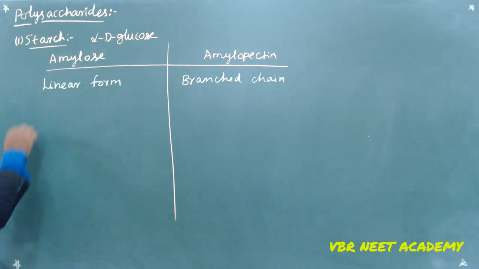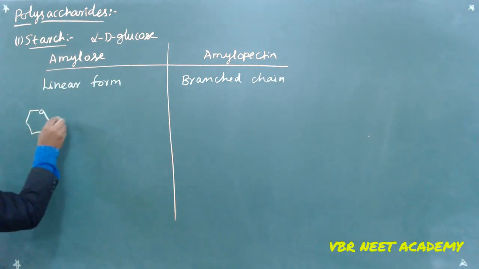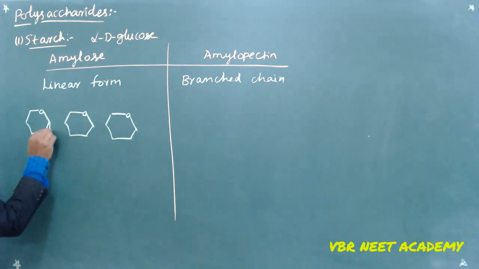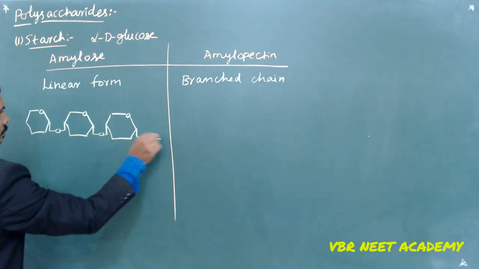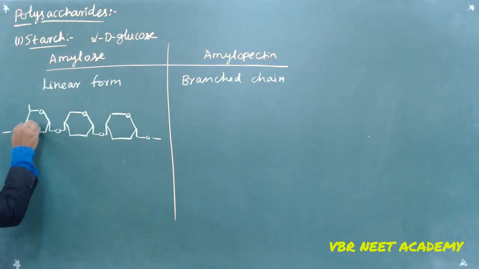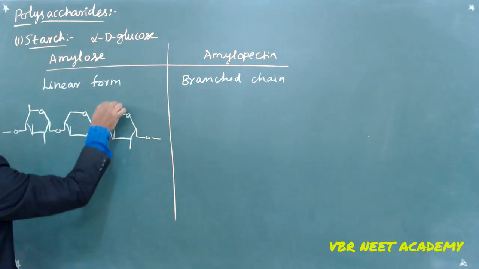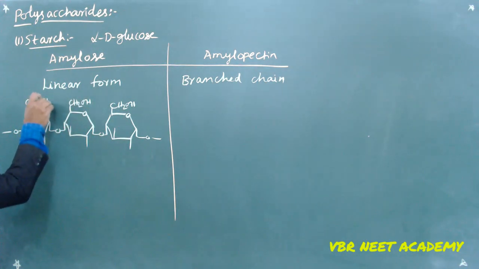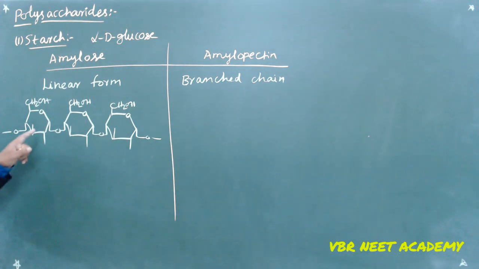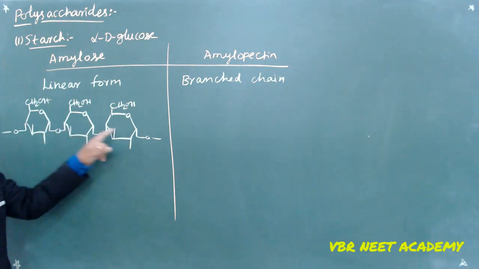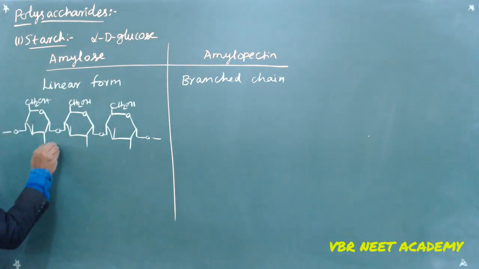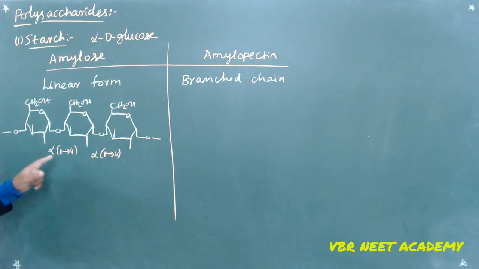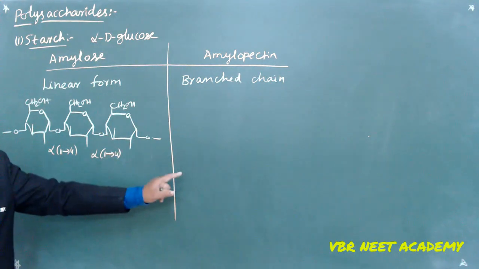How are we going to get linear? Like this, if you take it, what is the linkage here? We have an extension of maltose. If you can see, alpha D glucose, alpha D glucose, alpha D glucose is extending, with alpha 1,4, alpha 1,4 everywhere like this. So what linkage do we have here? Alpha 1,4 glycosidic linkages, all linear, and that's what is called the linear form.